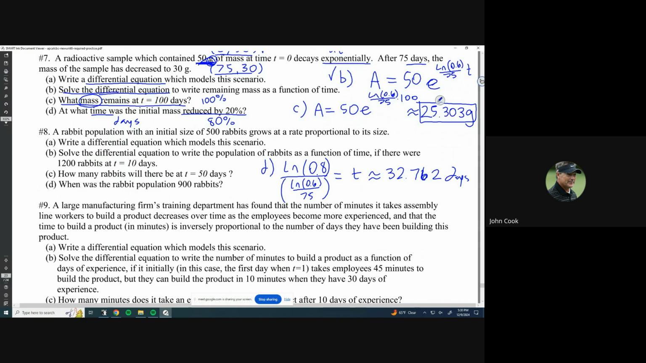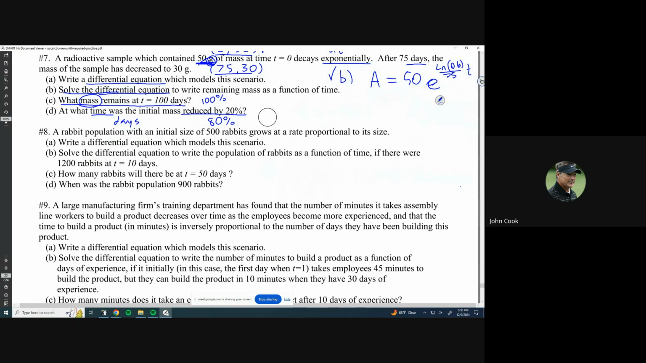All right, now let's work on number 8. All right, I'll give myself a little space here. There we go. Probably enough. A rabbit population with an initial size of 500 rabbits grows at a rate proportional to its size. So the rate is proportional to the size.